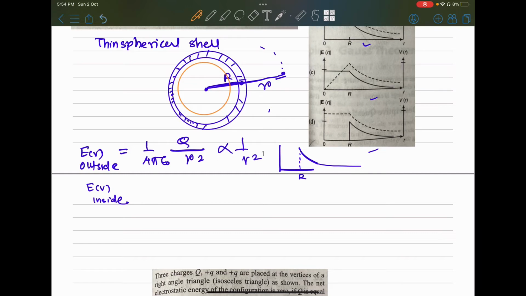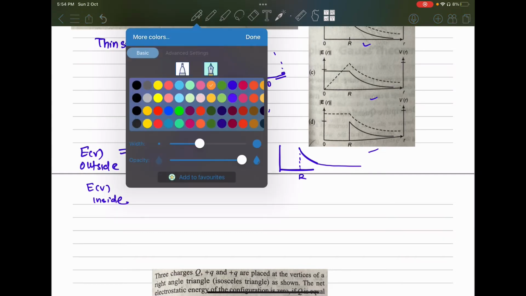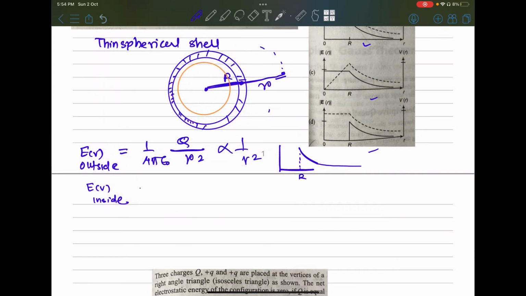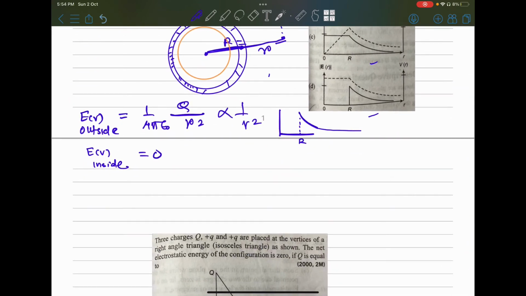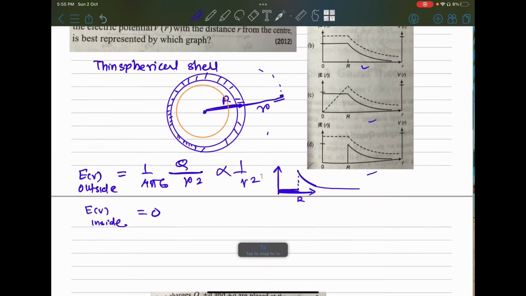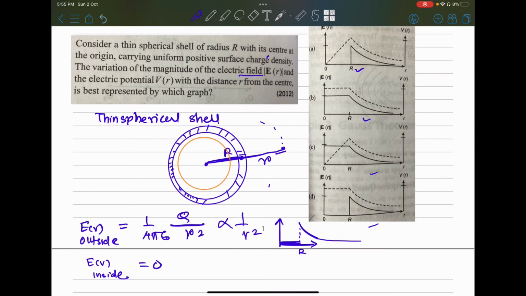And since there is no charge enclosed, we know the electric field inside would be 0. So that means till R there won't be any electric field. Till R there won't be anything over here. So in which graph is this true? In this graph this is true, and also in this it is true. So of course option B and option C are not our answers.